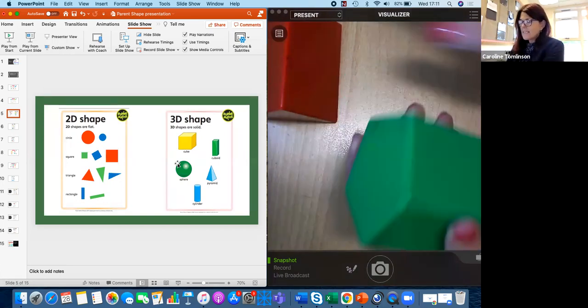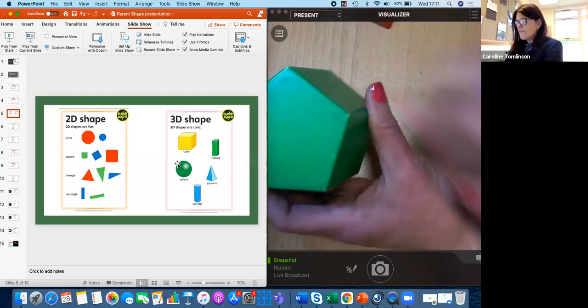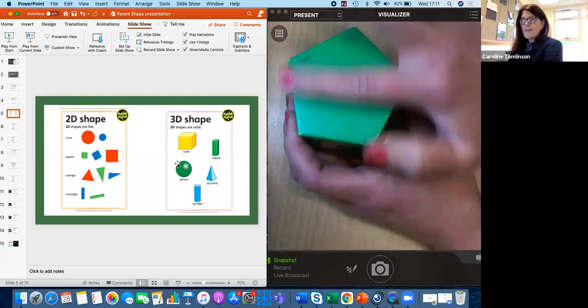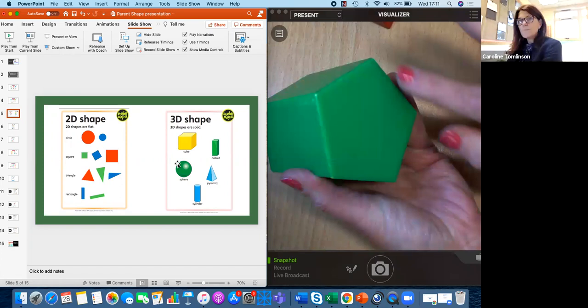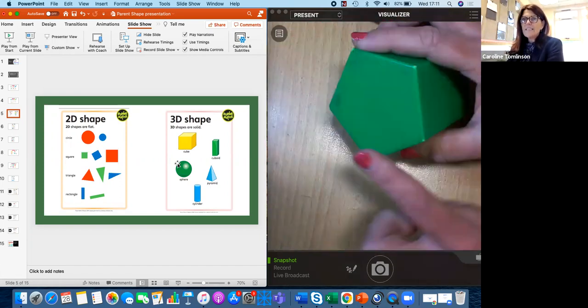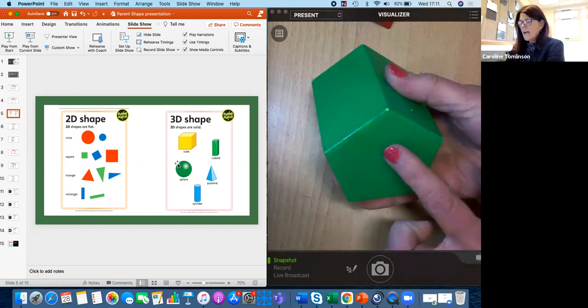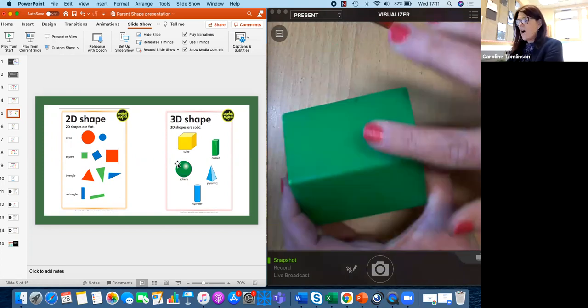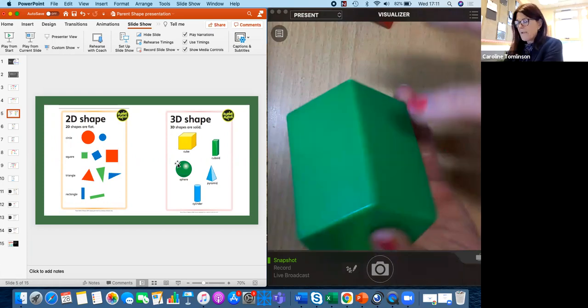So let's explore how many vertices it has. You can see I've got 5 vertices and 5 vertices. So my pentagonal prism has got 10 vertices. It's got 2 faces that are pentagons and 5 faces that are rectangles.